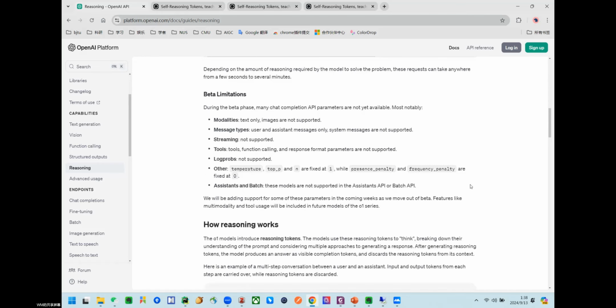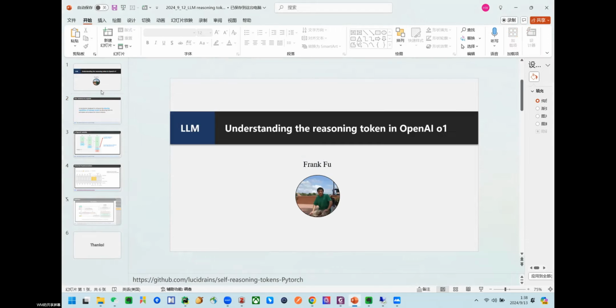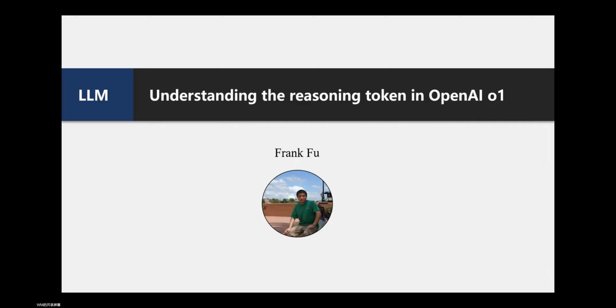So I was wondering where its reasoning capabilities come from, so I went to its website. It's illustrated here. The key idea is introducing the reasoning tokens. Therefore, I did some survey and investigation about the reasoning tokens, and today I'm going to show you how the reasoning tokens work in the OpenAI O1 model.